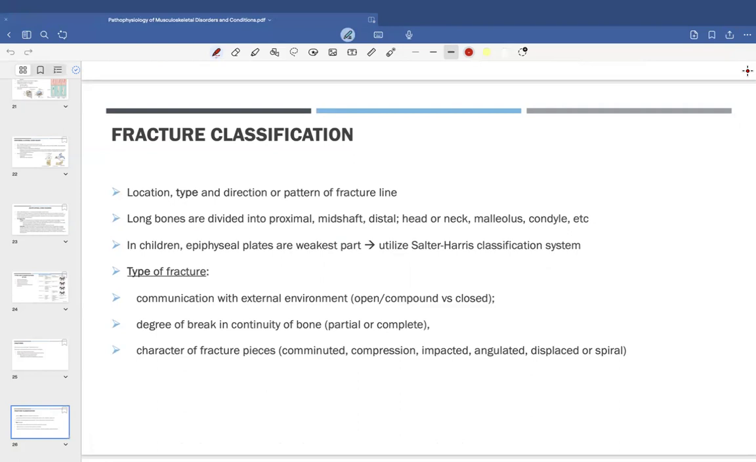And again, realize that the weakest place in the child is the epiphyseal plate, which we use Salter-Harris classifications for. If it involves the diaphysis of the bone, it's not a Salter-Harris classification. Salter-Harris only for the end plates. Okay. And you know the difference between open, closed fractures, compound fractures, all the different types, green stick, buckle, etc.